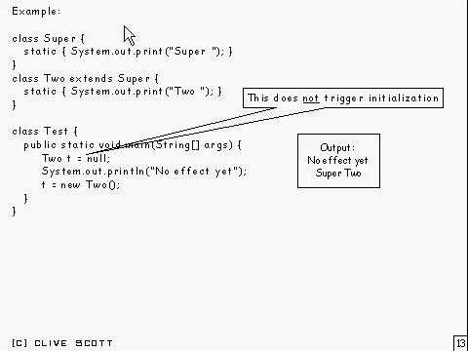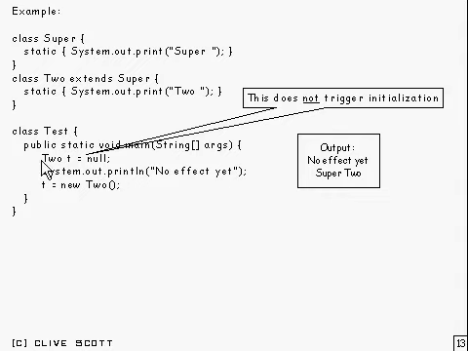Here's an example showing initialization of classes. Two classes here, Super and Two, and Two extends Super, and the static initializer in each case, inside each of these, prints out the class name. So here's a test that's going to test these.